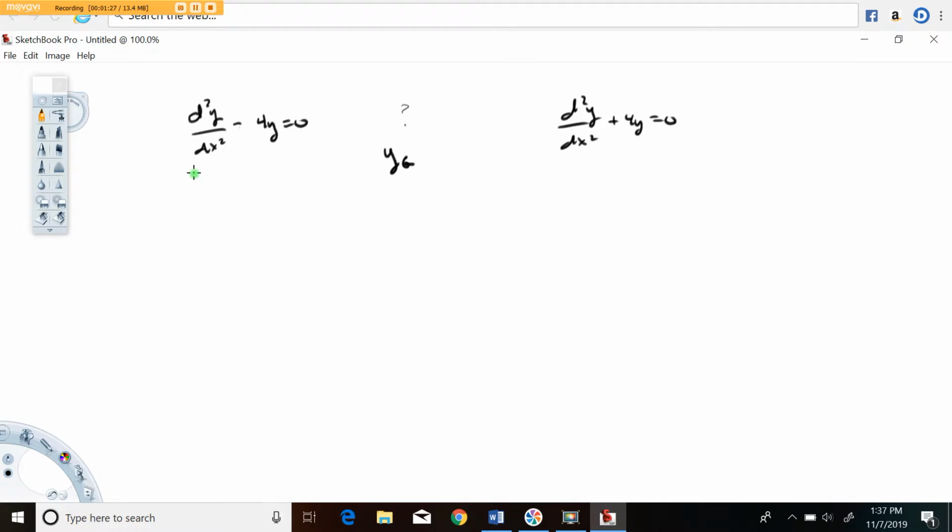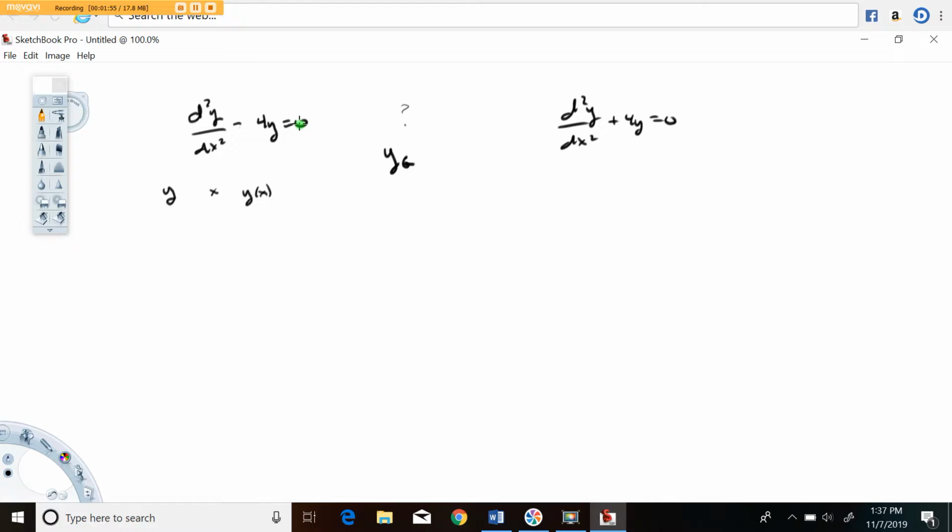So let's take a look at this one here. d squared y dx squared minus 4y equals 0. So the dependent variable here is y, and the independent variable is x. And the solution to this is some function. y is a function of x. And this equation is saying that whatever y is, you can differentiate it twice, subtract 4 times itself, and get 0.